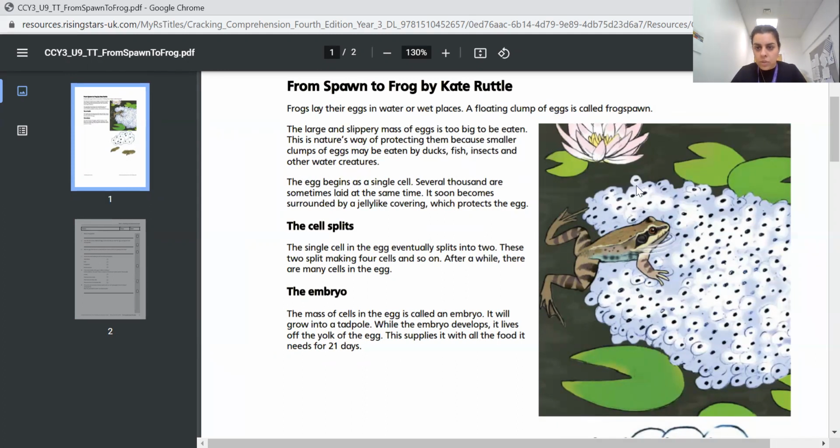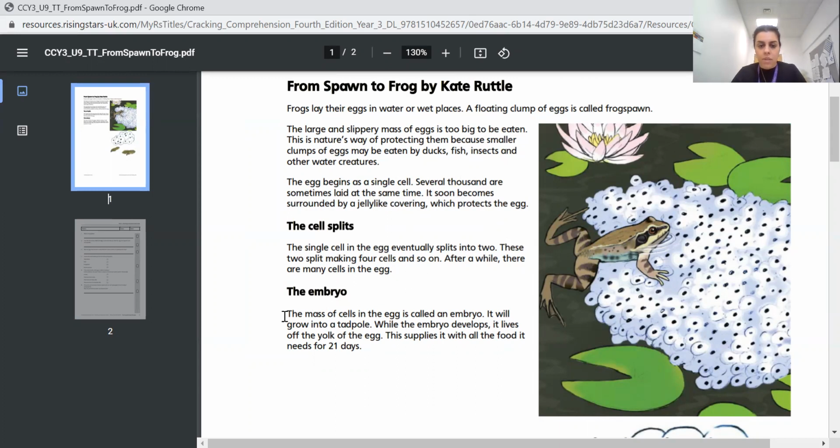That's what these little circles are here. These are the eggs. Several thousand are sometimes laid at the same time. It soon becomes surrounded by a jelly-like covering which protects the egg. The cell splits. The single cell in the egg eventually splits into 2. These 2 split, making 4 cells, and so on. And after a while, there are many cells in the egg.